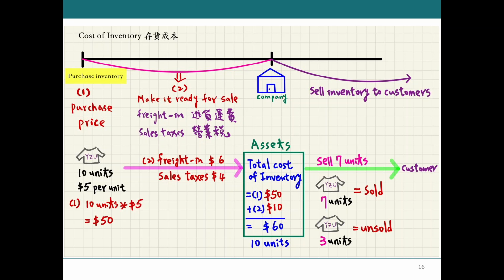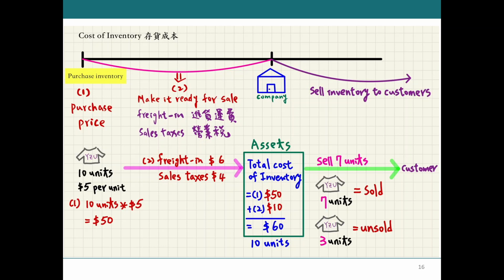Remember? Phoebe, which account do we use to describe expenses about your inventory? Cost of goods sold, right?